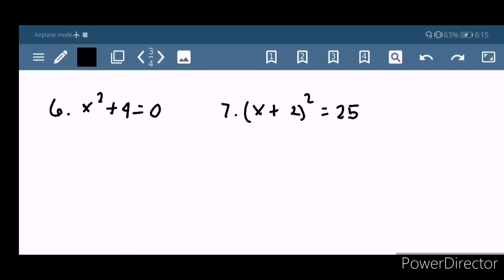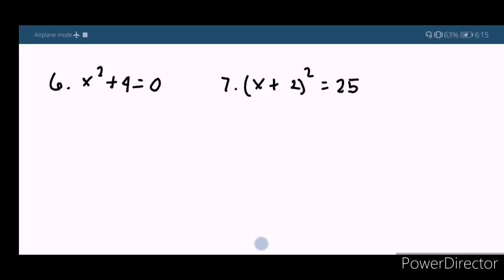So, we have positive and negative 4 square root of 2. Okay. In example number 6, we have x squared plus 4 equals 0. So, ang una natin gagawin, i-transpose natin si positive 4, it will become negative 4. Oops, nakita nyo, it's negative 4. Pag kinuha natin yung square root ni x squared, it will become x. And, pag kinuha natin yung square root ng negative 4, it will not, hindi siya real number.